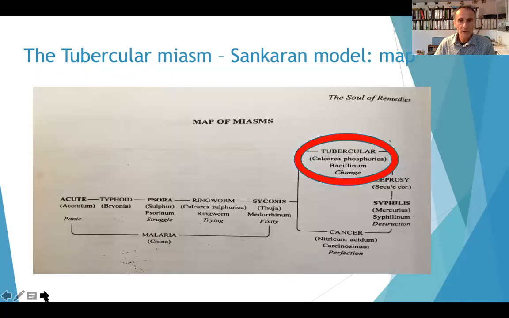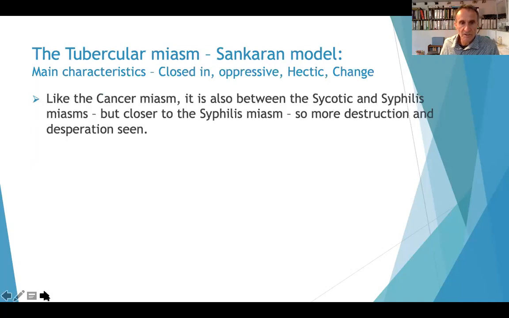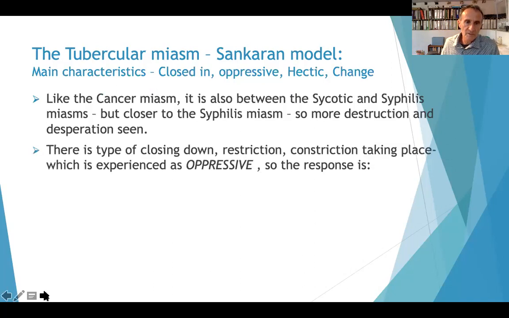We get onto the tubercular miasm. And the main characters here, which we've covered before, are this closed-in, oppressive nature. Time is short. It's a hectic feeling and needing to change. So like the cancer miasm, it's also between the psychotic and syphilis miasm, but it's seen as closer to the syphilis miasm. So it's more destructive and there's more desperation.